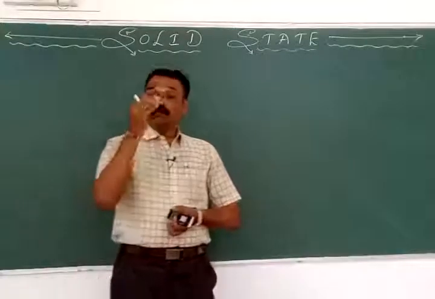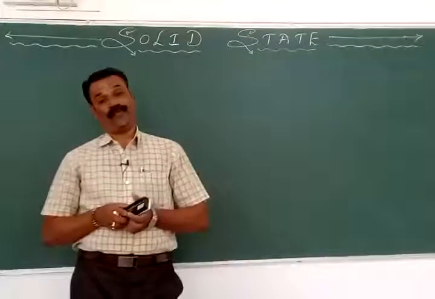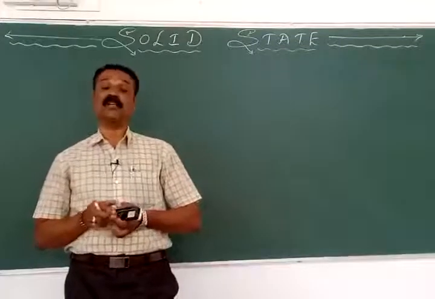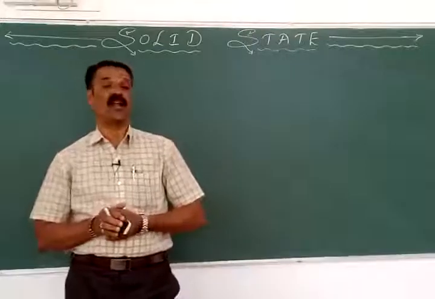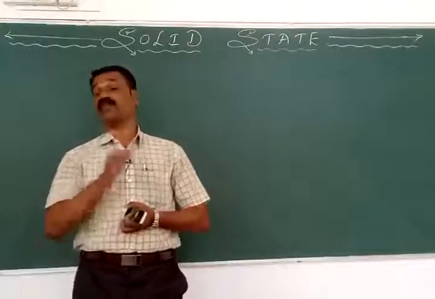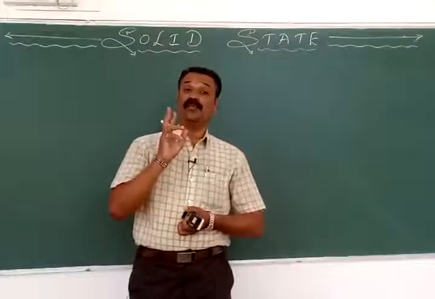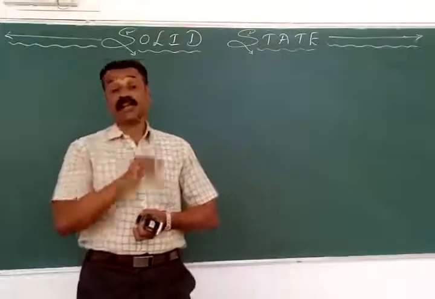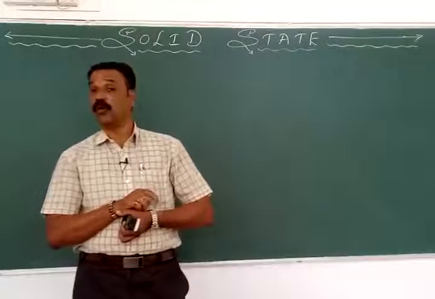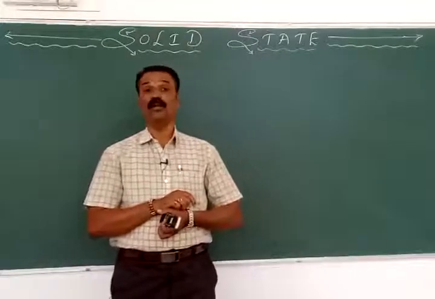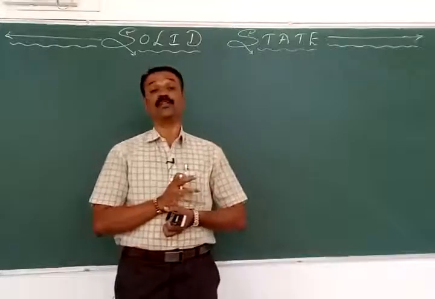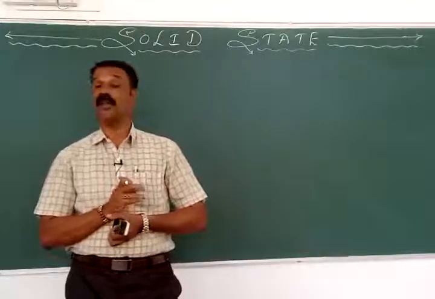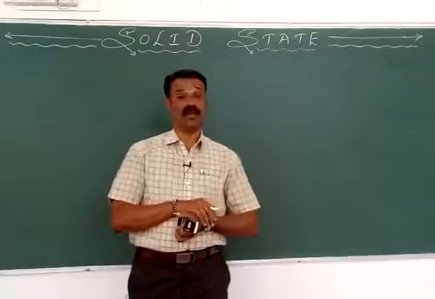Then, based upon the values of a, b, c, called edge lengths, and alpha, beta, gamma, called axial angles, we have today 7 types of crystal systems: cubic, tetragonal, orthorhombic, hexagonal, trigonal, which is also called rhombohedral, then monoclinic and triclinic.